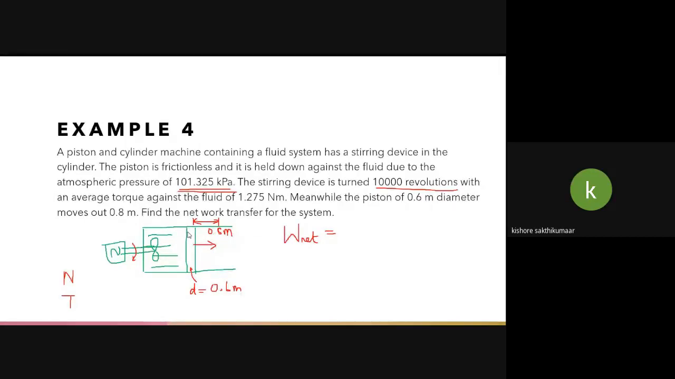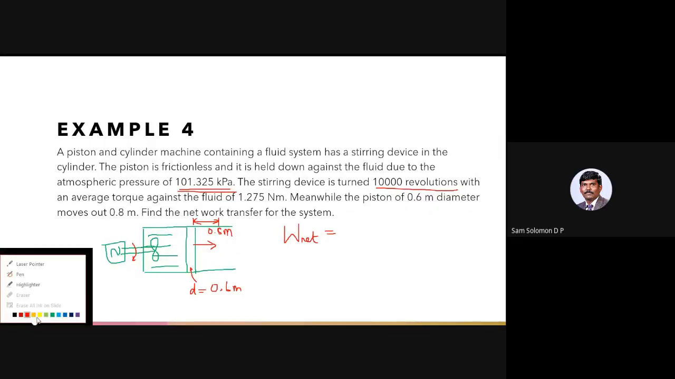Okay. The thing that you guys have to remember is that this cylinder and piston together make the boundary of a system. So cylinder and piston together make one system. Don't separate cylinder and piston. So that cylinder piston arrangement is one closed system.